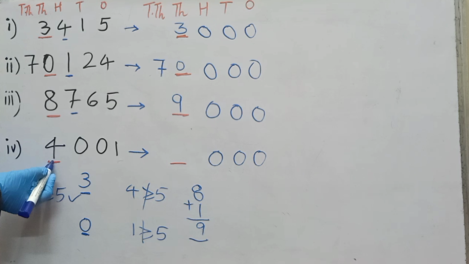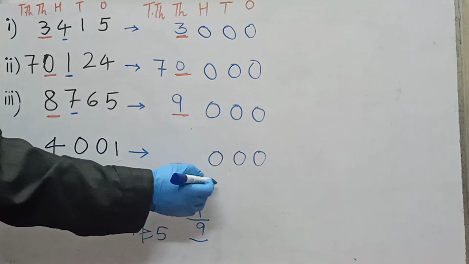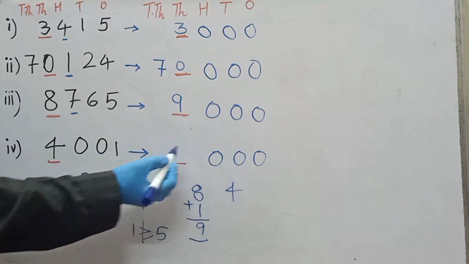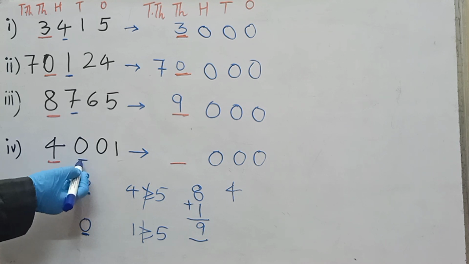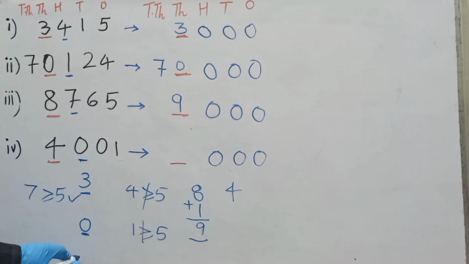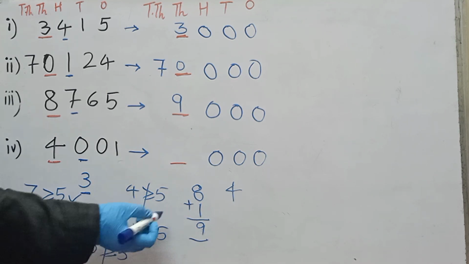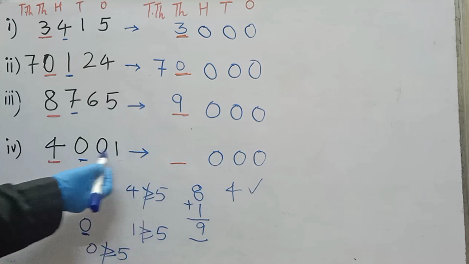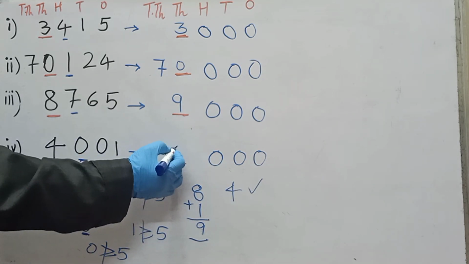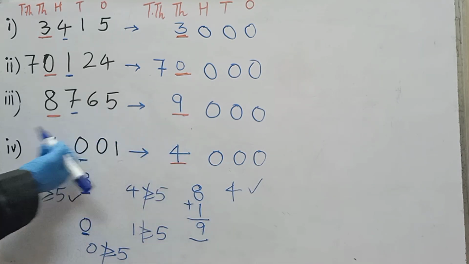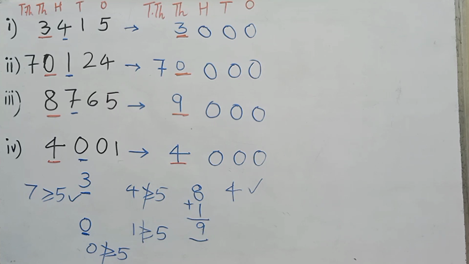Now the next question is 4. So we should write 4 in the rough column. Now what is the number beside 4? It is 0. Is 0 greater than or equal to 5? No, it is not greater than or equal to 5. So whatever number we have in the thousands place, we'll copy the same number here. Okay students, is it clear?